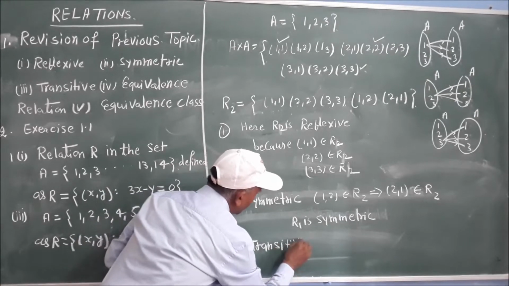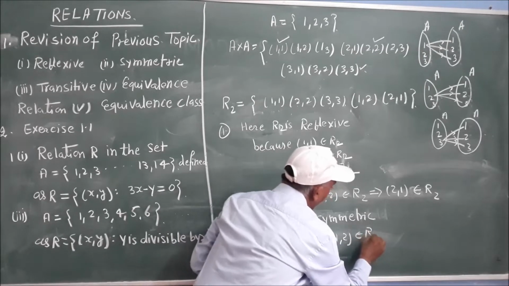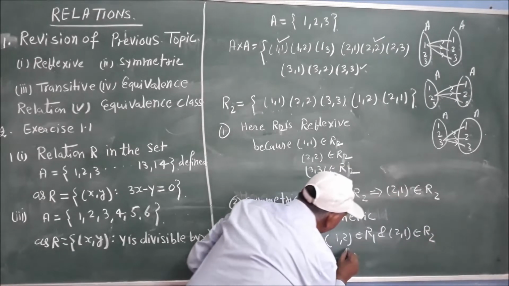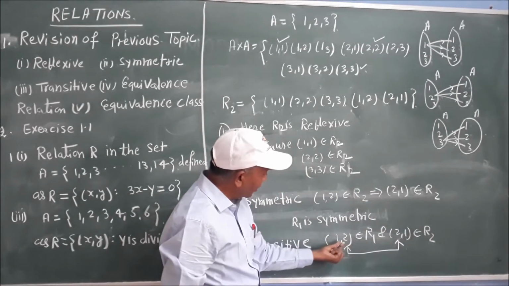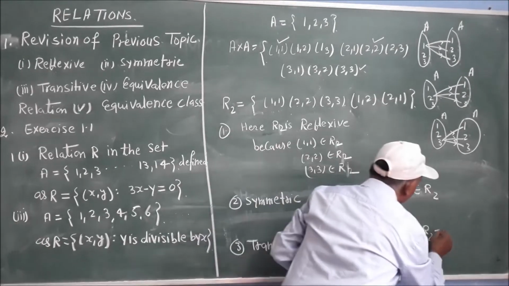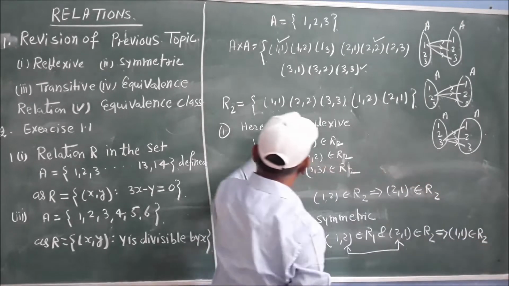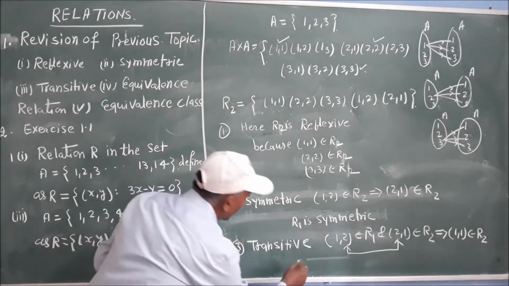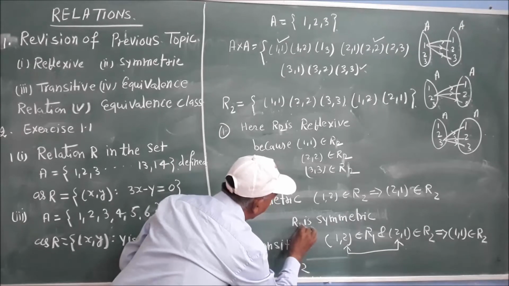And last, third is transitive property. For transitive property, here 1 2 belongs to R2 and 2 1 belongs to R2, and the second element of 1 2 is equal to the first element of 2 1. The second element of 1 2 is 2 and the first element of 2 1 is 2. So this implies 1 1 should belong to R2. Here 1 1 is also in R2. That means transitive property also holds.